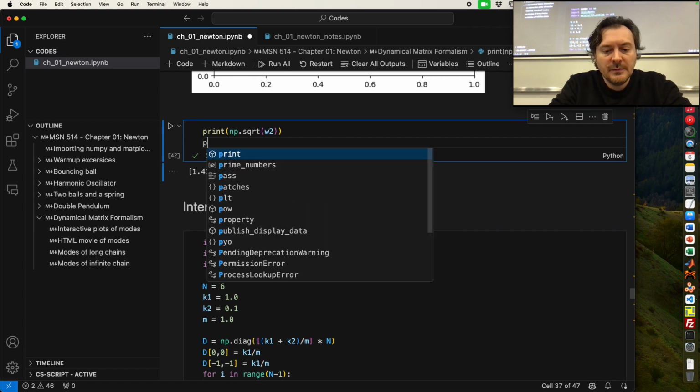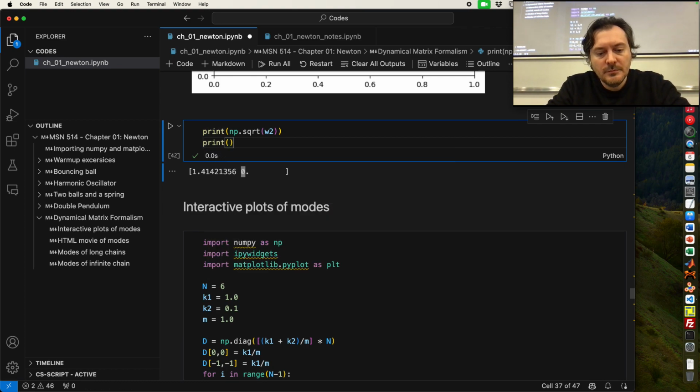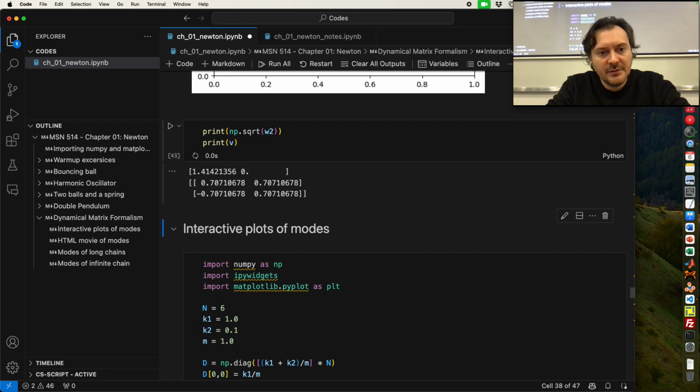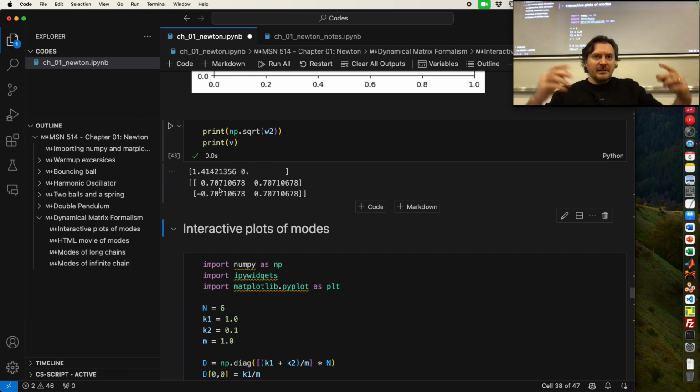Let's also print the eigenvectors. And do you see the eigenvectors? The first one is like this, okay, positive and negative. So it corresponds to this motion. The second one is like this, in the same direction. What it means is that you are taking, that mode represents taking the whole structure and moving it all together. Since there is no force stopping you from doing that, that has 0 frequency.